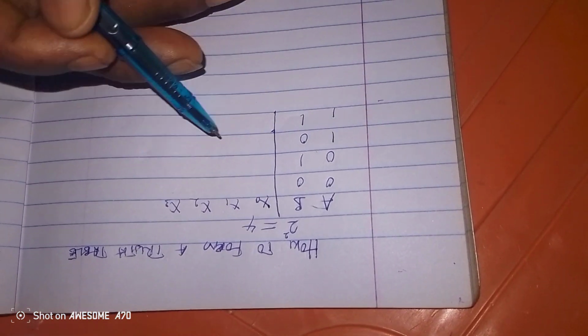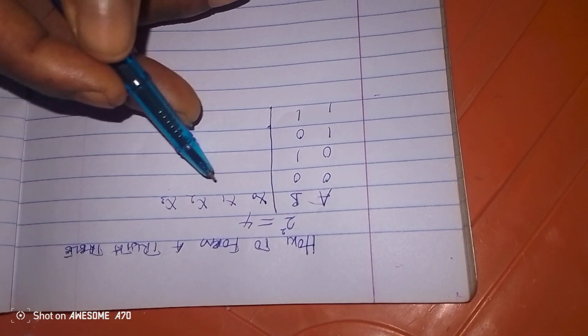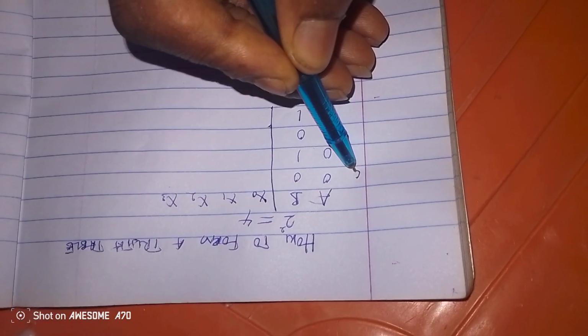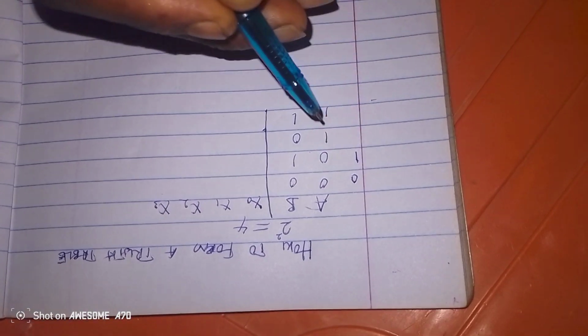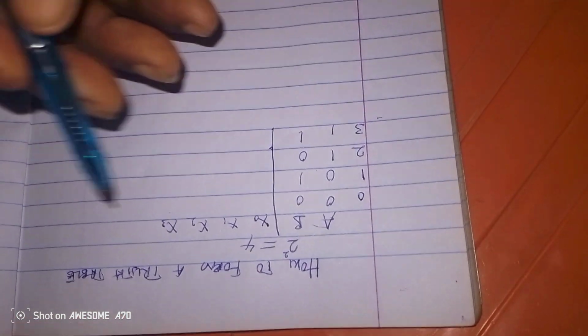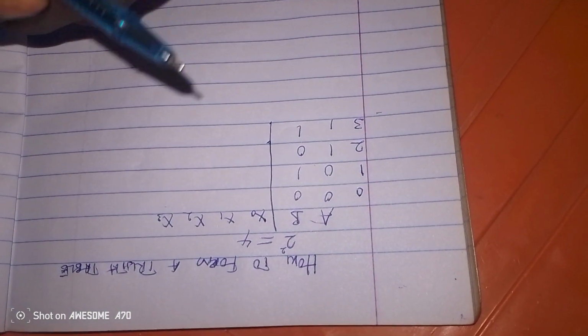Now this composition, how do you go about it? How do you analyze this one? Look, the decimal value here is 0, the decimal value here is 1, here is 2, and here is 3. This is not part of the table. I just brought it for teaching sake.